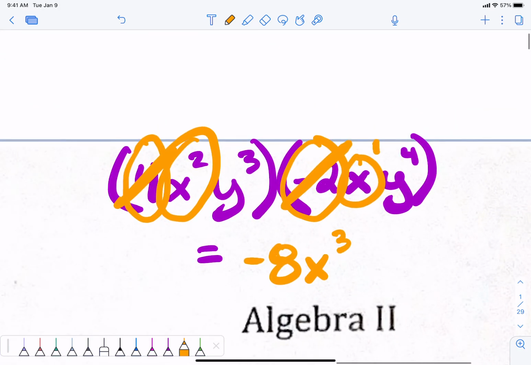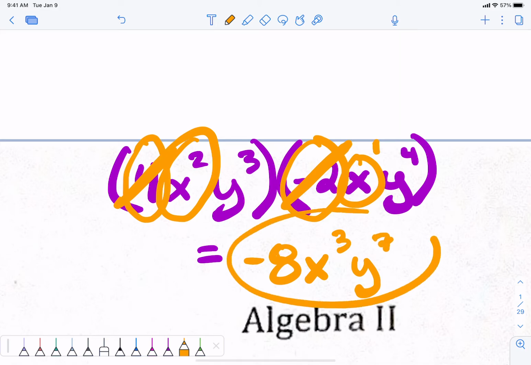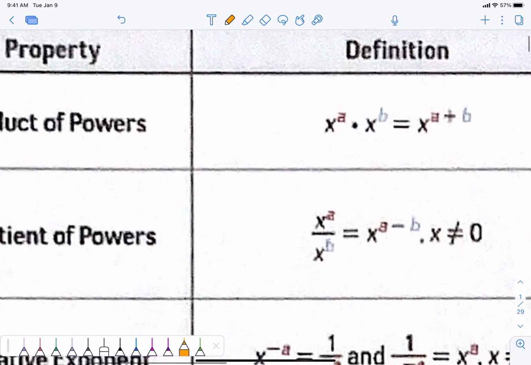Okay. And then how many y's do we have? Is it 7 or is it 12? 7. You're sure? Yes. 7 because you're adding. So that's how that works, okay? So don't get bogged down by trying to do more than one thing at a time. Worry about the numbers, worry about the x's, worry about the y's. All done, right? Good?